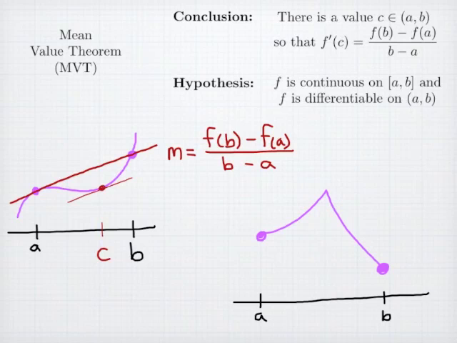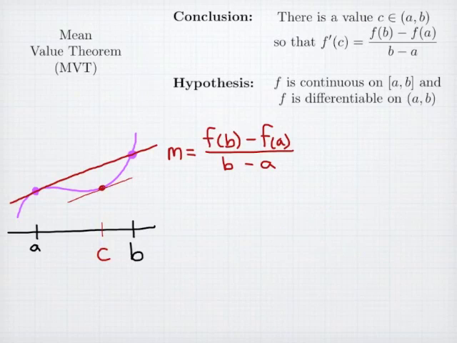If I now look at my secant line to find my average rate of change, I get this slope. But because of the non-differentiability, there's no point where the slope of my curve actually matches the slope of my secant line. Notice that if I had tried to smooth out that corner, I would have gotten a point where my tangent line is parallel to my secant line. But because of having that non-differentiable point, I never get to guarantee the existence of that point.